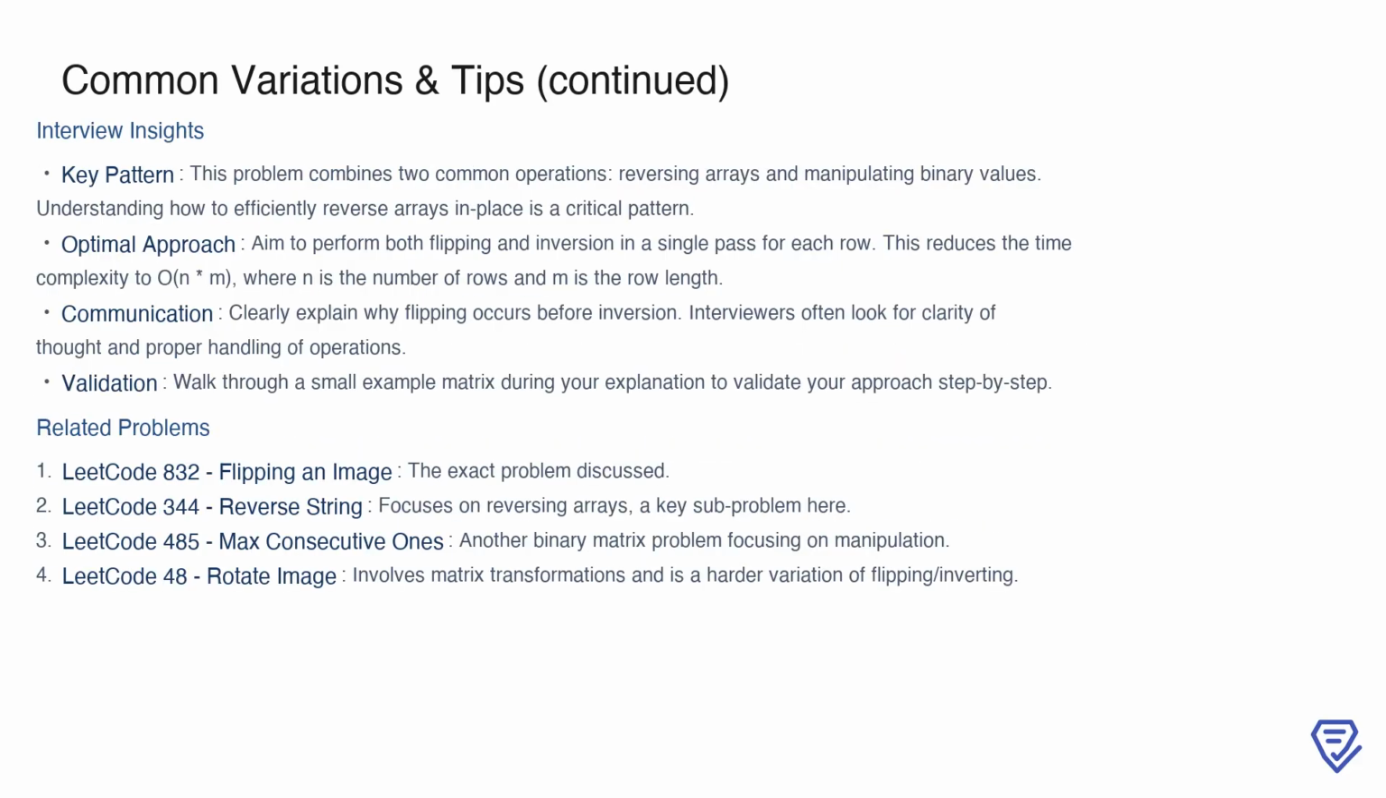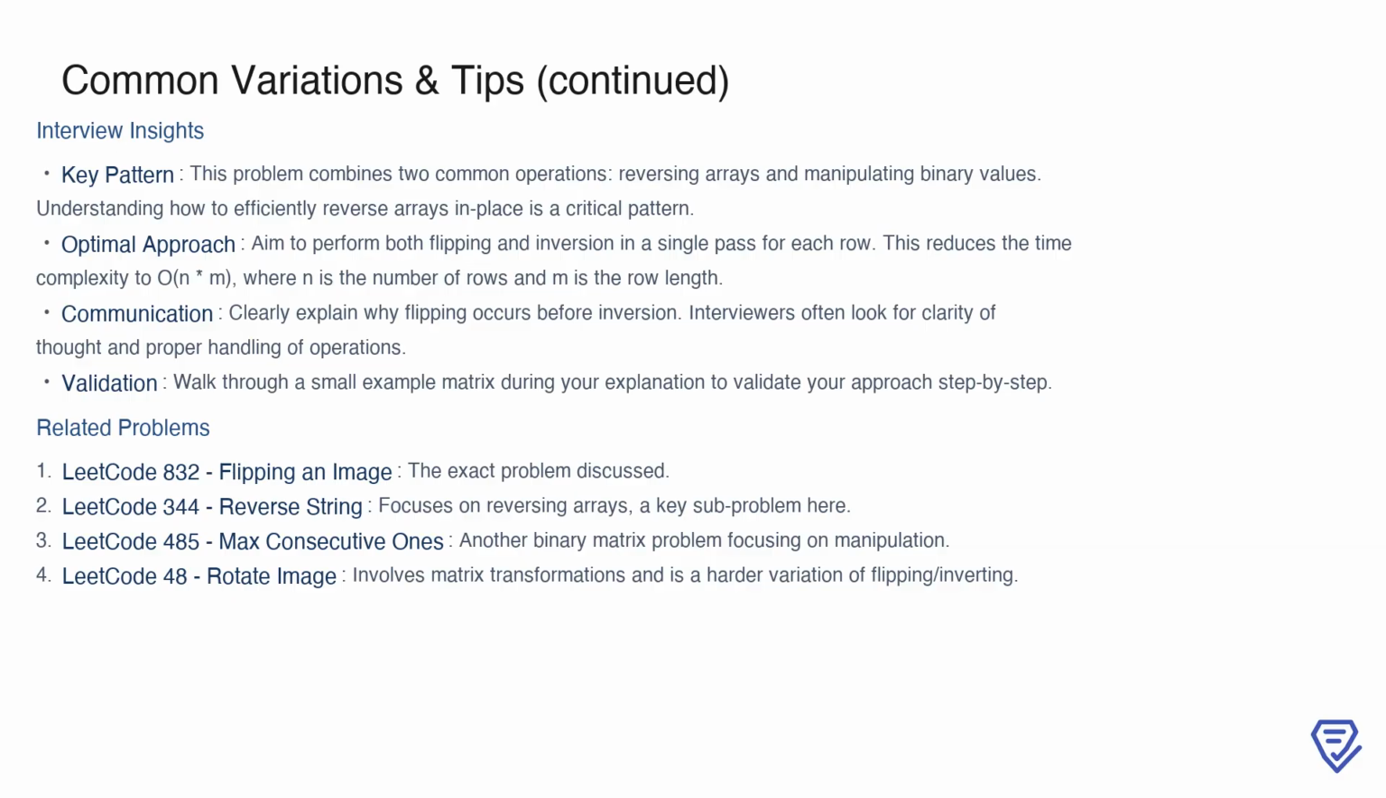To perform well in interviews with this problem, it's important to recognize the key patterns involved. This problem combines two fundamental operations, reversing arrays and manipulating binary values. Mastering how to reverse arrays in place is a skill that will frequently come in handy. The optimal approach here is to perform both flipping and inversion in a single pass for each row, which ensures the overall time complexity remains efficient at O(n*m), where n is the number of rows and m is the row length. As you solve this, be ready to clearly explain your reasoning for flipping before inverting the values.